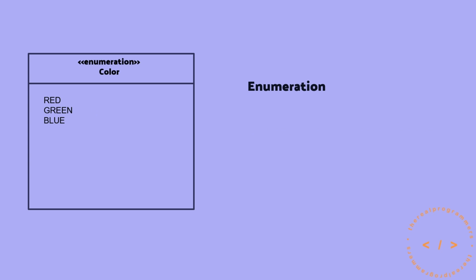The last topic in basic building blocks is enumerations. An enumeration is a data type that defines a set of named values, for example, colors, days of the week, etc. This is called enum in short. Similar to interfaces, enums are also represented with two compartments. The first compartment features the keyword enumeration within two angular brackets and then the name of the enum class. The second compartment lists the named values each on a new line.